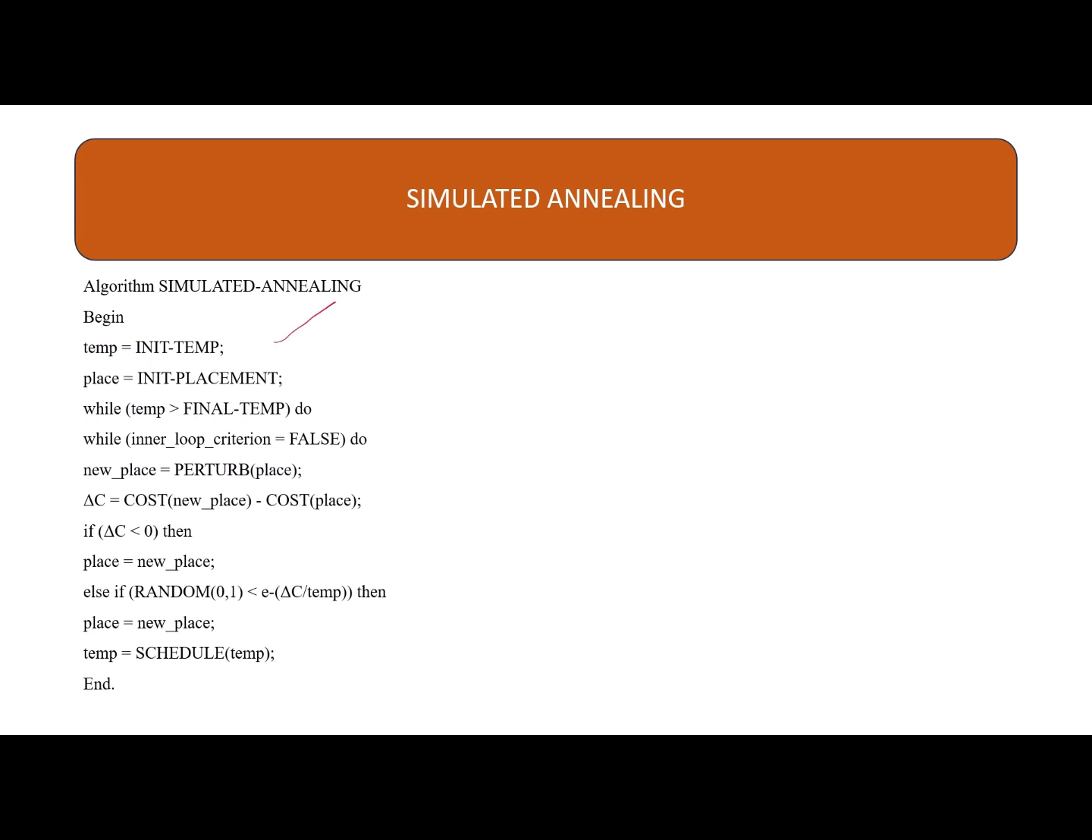You fix an initial temperature, you take an initial placement, you change the temperature, you keep on reducing the temperature, and then what is this perturbed placement? You cause some initial changes to the placement, you calculate the cost for it. If the cost is less than 0, it is a good move. Am I right? If the cost is less than 0, it is a good move. So you accept the new placement as such.